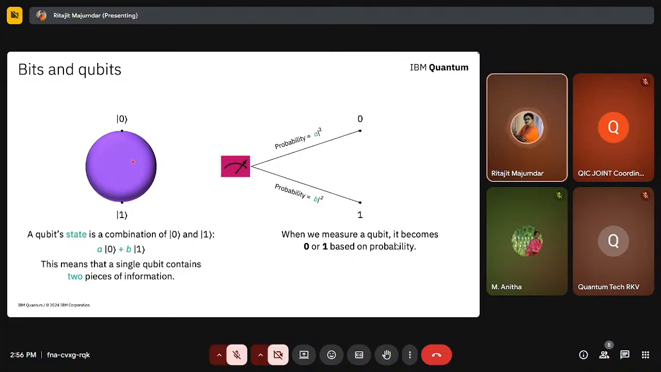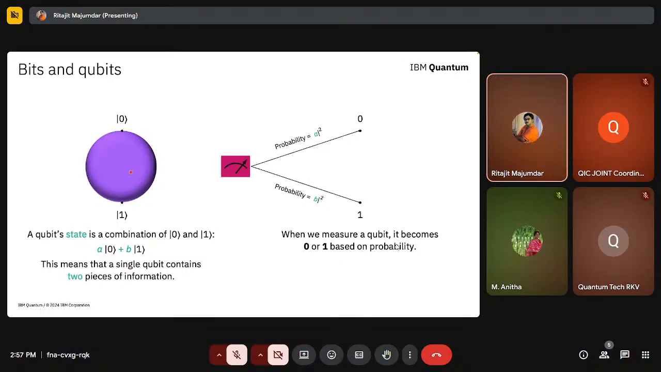Now you can ask, okay, you can have a qubit here which is closer to zero and far away from one. You can have a qubit here which is not distant from either zero or one. You can have a qubit here which is closer to one and far away from zero. What does that mean? How does it work? The point is that there is a slight difference in measurement from classical to quantum.